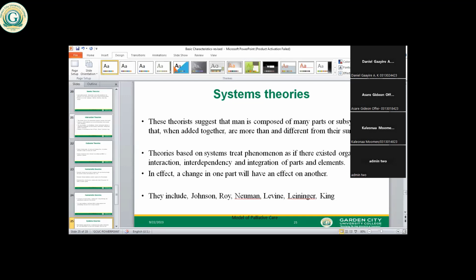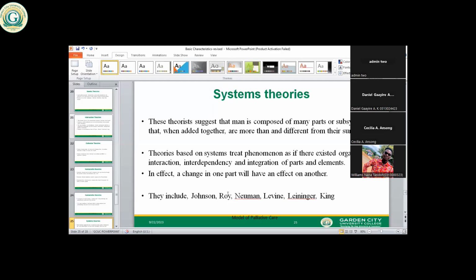Very good. So Abraham Maslow's theory is a typical example of the needs theory. I see it has even been answered there. Okay, thank you very much. So let's continue.